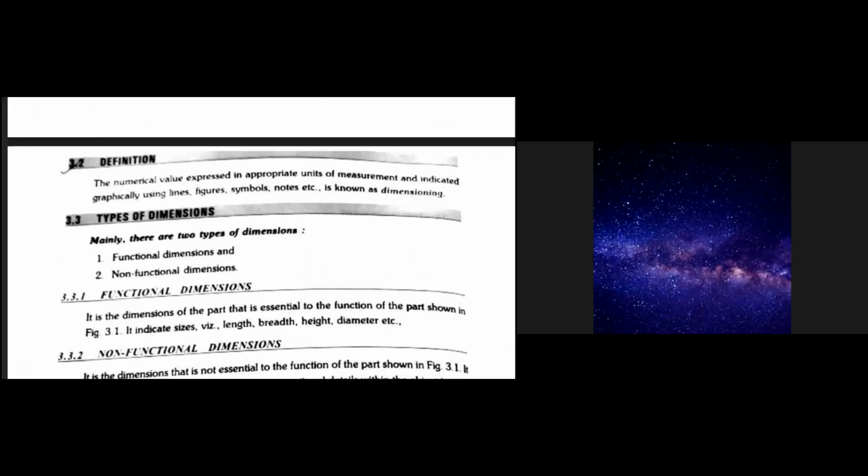Dimension is nothing but a numerical value expressed in an approximate unit of measurement and indicated graphically using lines, figures, symbols, notes, etc. That is known as dimensioning. So dimension is nothing but a numerical value we can express. It's a measured numerical value you can express graphically.